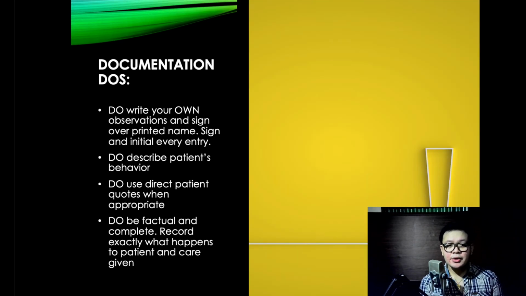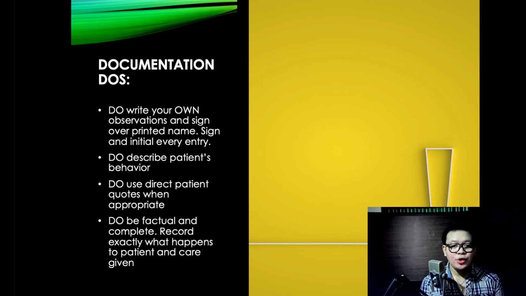So here are the do's in your documentation. When doing so, you have to write your own observations and sign over printed names. Sign and initial every entry. That means whatever observations that you observe of your patient should be documented, and it should not be coming from other nurses or other allied healthcare professions. Next is do describe the patient's behavior. So you have to make sure that your clinical eye is always present. You have to utilize it in order for you to describe it properly.